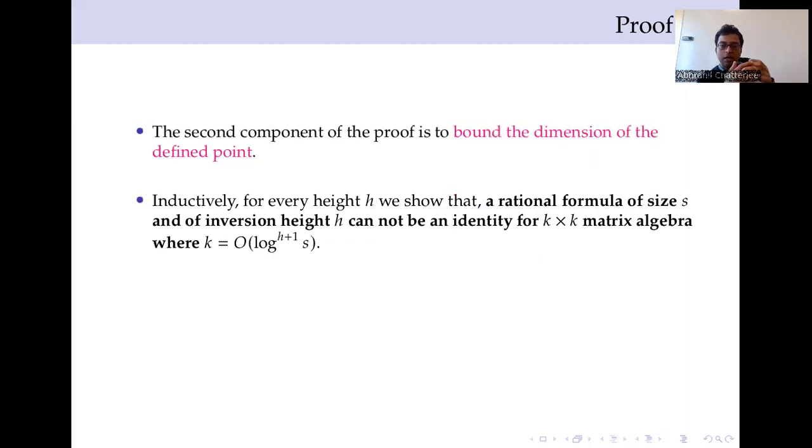If the given rational formula is of size s and inversion height h, we show that it cannot be an identity for log s times (h+1) dimensional matrix algebra. In other words, if you give me a rational formula R of size s and inversion height h, and if I substitute, there would exist a witness from this dimension.